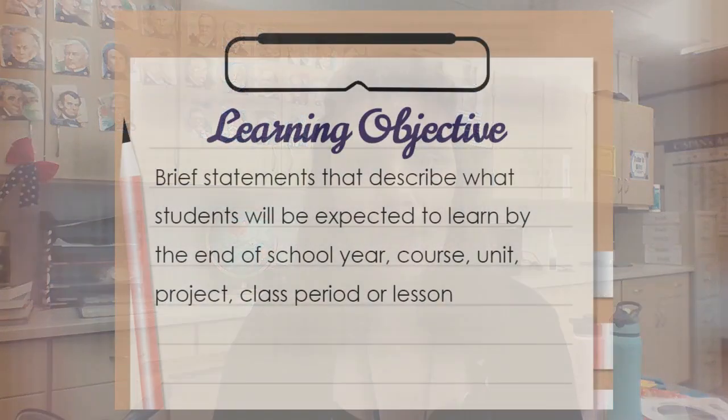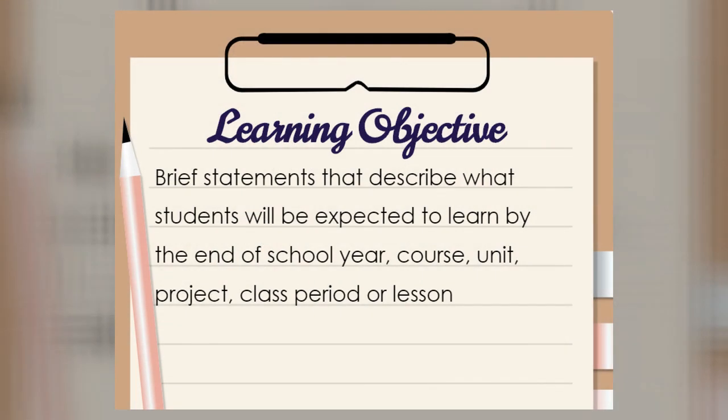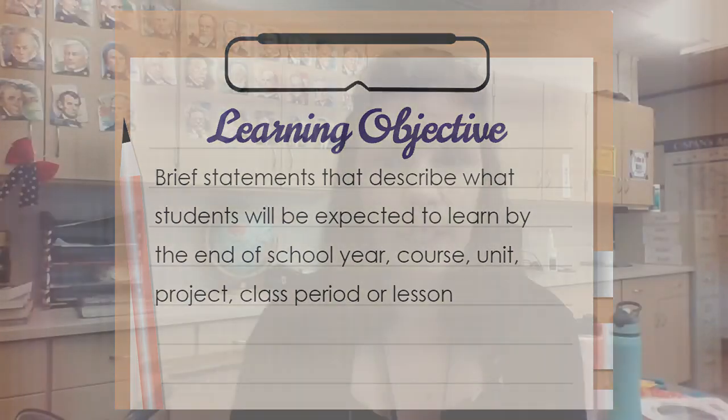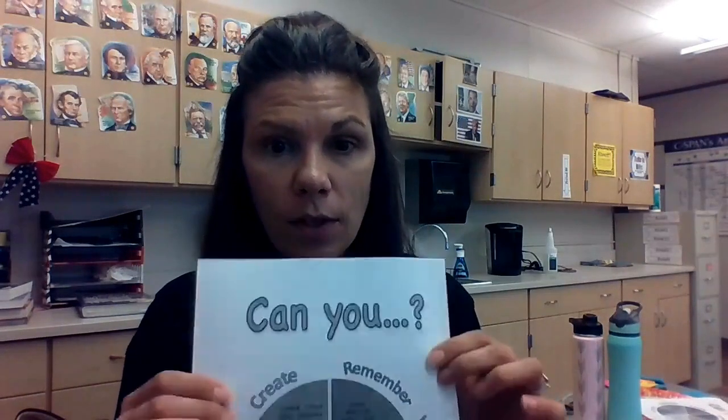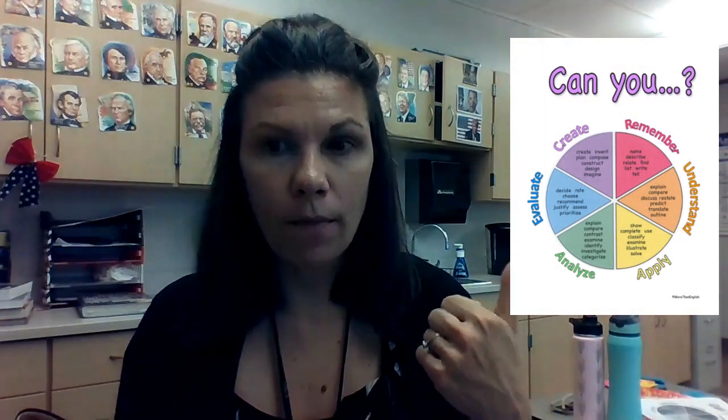And a learning objective is a statement that you write that tells you what a student is expected to learn by the end of a school year, course, unit, project, or class period, or in this case, lesson. All right, let's do a few examples. Again, you can use this printout or this digital version. I'm going to give you some lesson learning objectives, and I want you to identify where in Bloom's taxonomy you would find this objective.